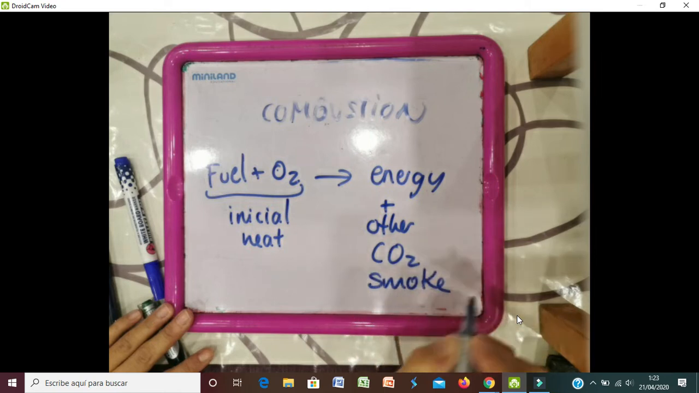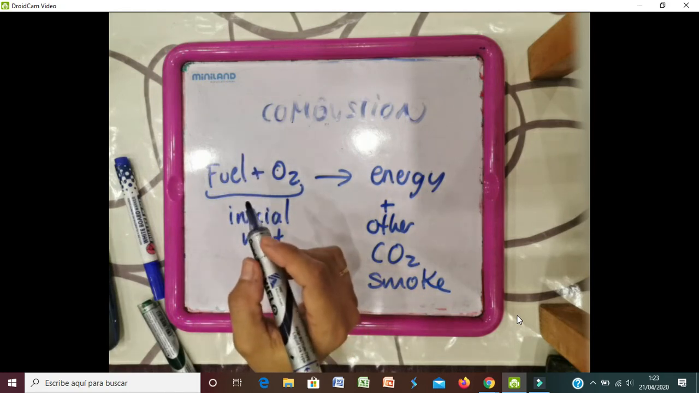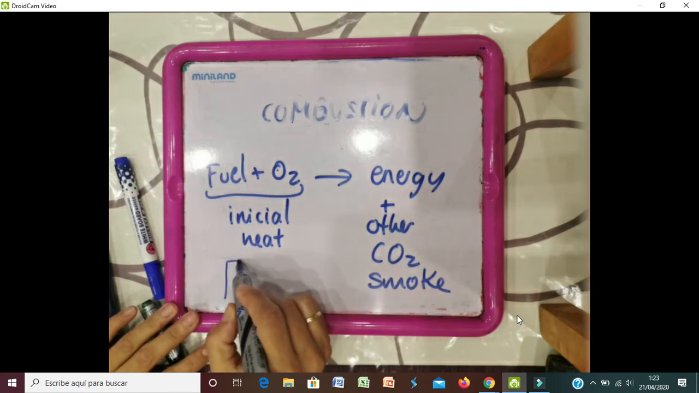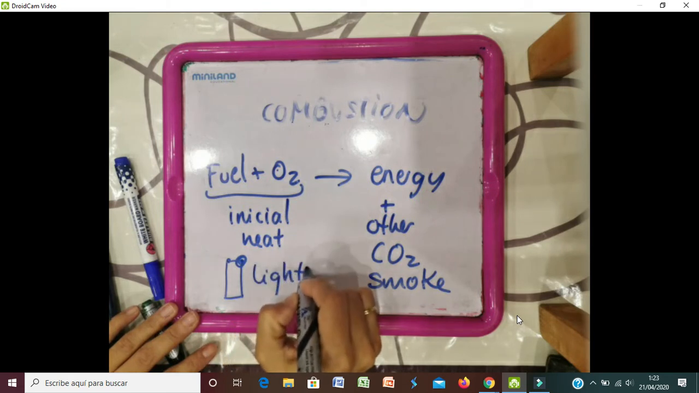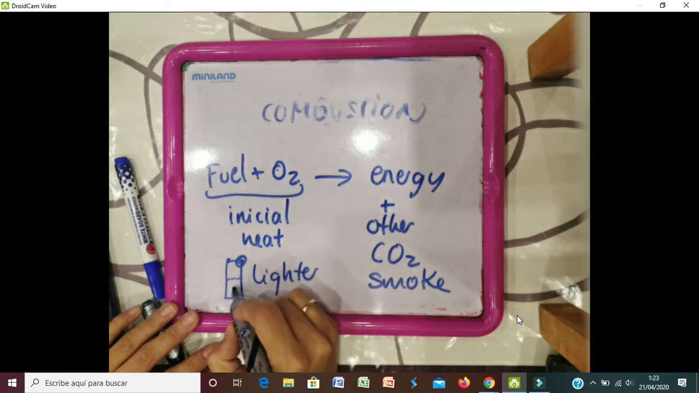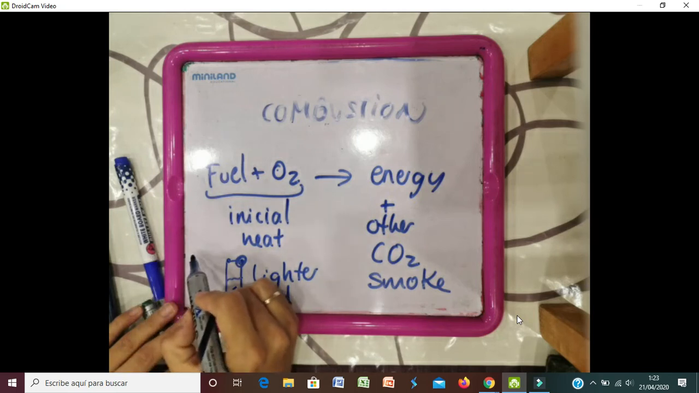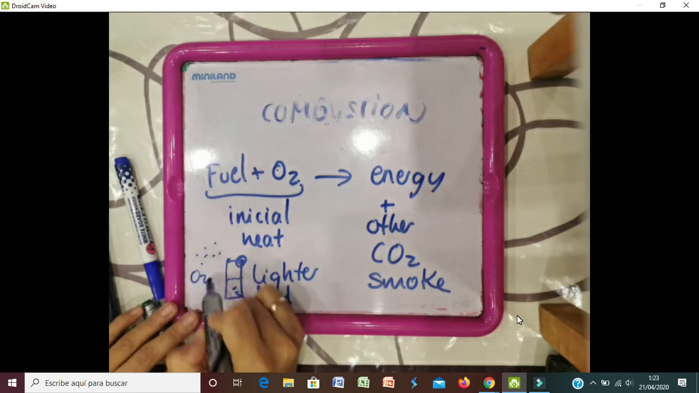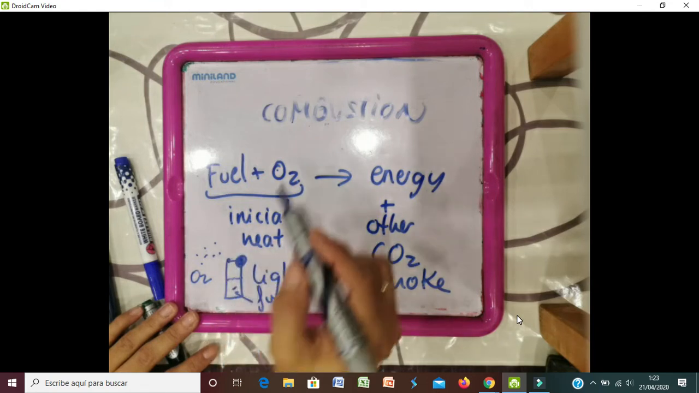Some of you asked me how a lighter, un mechero, works. So when we have a lighter here, this is a very special one. Inside the lighter, it has a liquid. This liquid will be the fuel, the first element of our reaction. Then the oxygen that is outside will be the second element. And how do we get the initial heat to do that combustion reaction? The initial heat is because of this.